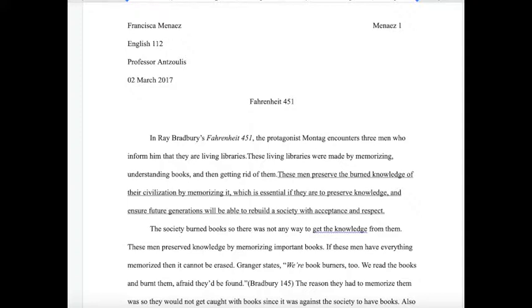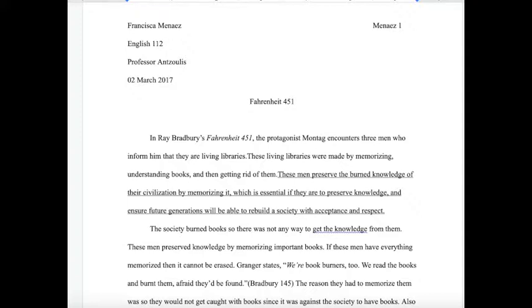These men preserve the burned knowledge of their civilization by memorizing it, which is essential if they are to preserve knowledge and ensure future generations will be able to rebuild a society with acceptance and respect. So the society burned books so there was no way to get knowledge from them. These men preserve knowledge by memorizing important books. If these men have everything memorized, it cannot be erased.